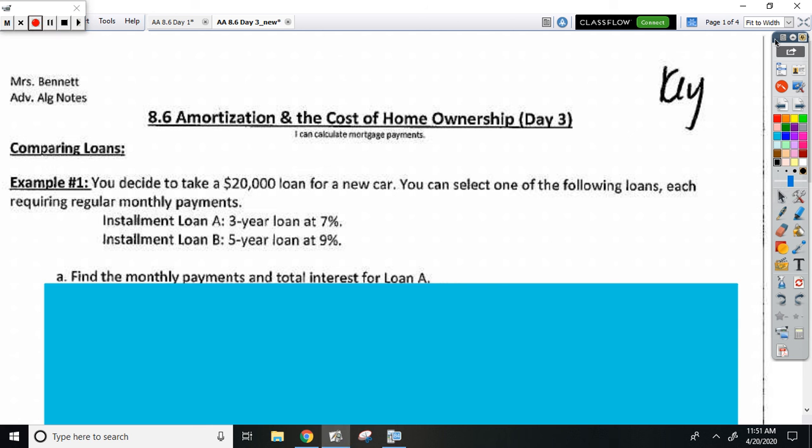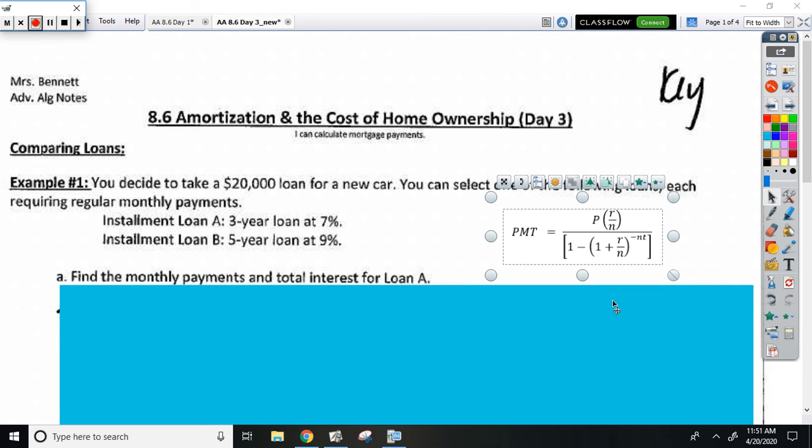So for the first part, we are using our monthly payment formula, which, let me go ahead and pull that up. So again, finding the monthly payment is this PMT formula that should be on our note sheet as well as our formula sheet. So in this case, our interest rate is 0.07. It does say monthly, so N is 12 and T is 3.